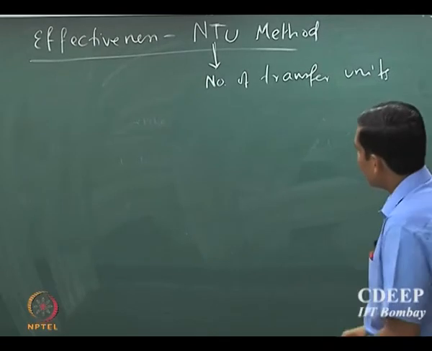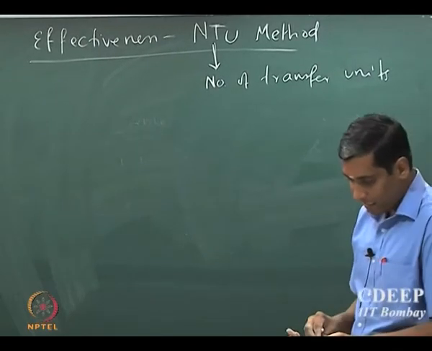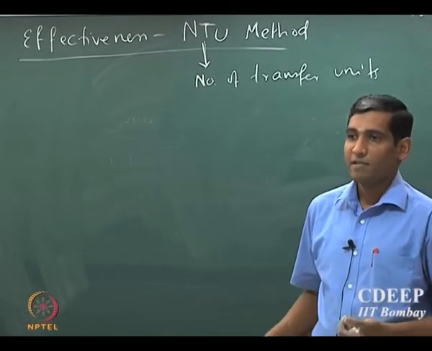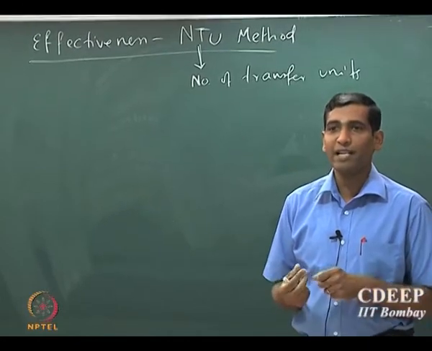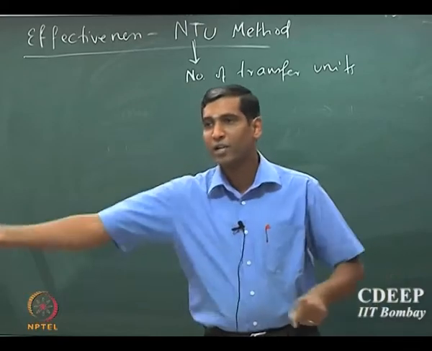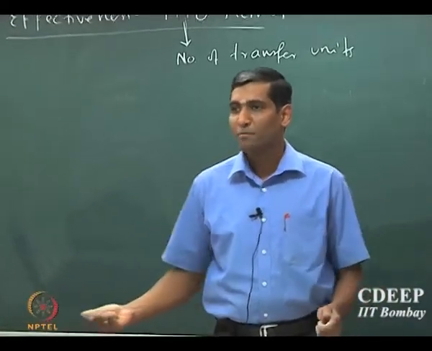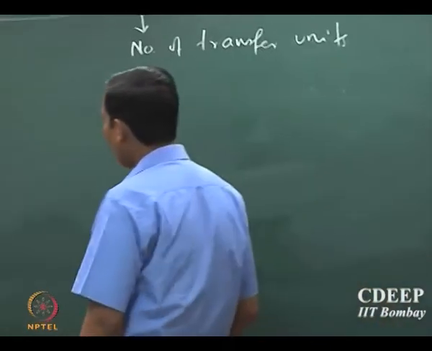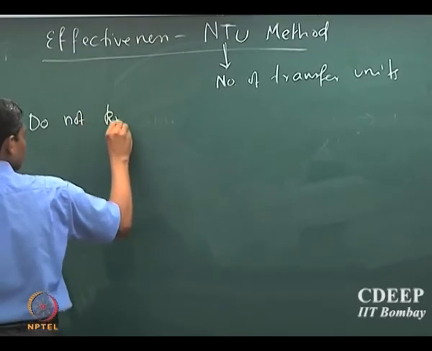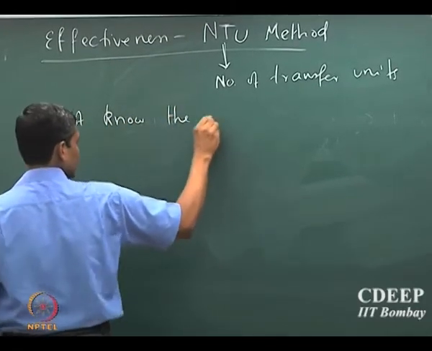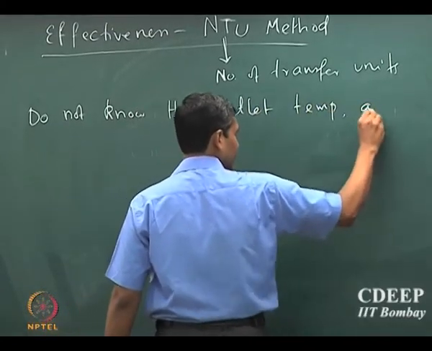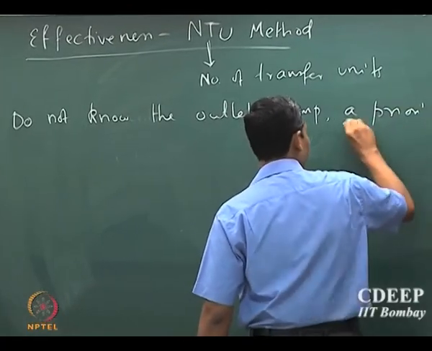Now, what's important here is that the genesis of this method is based on the fact that in industries, often these heat exchangers are connected to a reactor or connected to an outlet stream, connected to a stirrer or something, some other process equipment. Therefore, often we do not know the outlet temperature a priori. This is very important. You may not know it a priori.